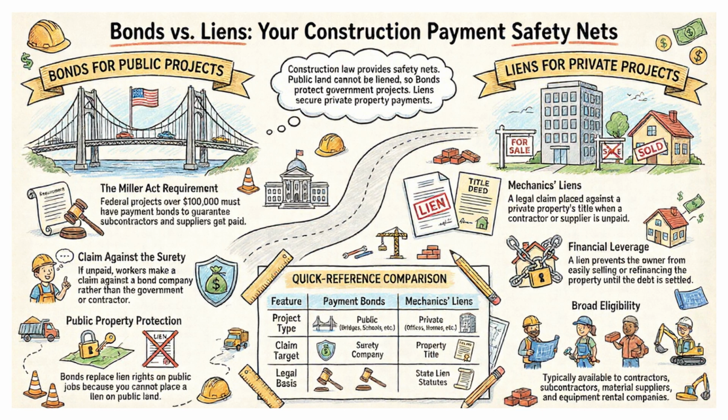Claim target. Bonds equals surety company. Liens equals property title. Legal basis. Bonds equals federal/state law. Liens equals state lien statutes. The middle shows construction in action, because all of this legal stuff only matters when someone doesn't get paid. Bottom line, bonds and liens exist to make sure the little guy gets paid.